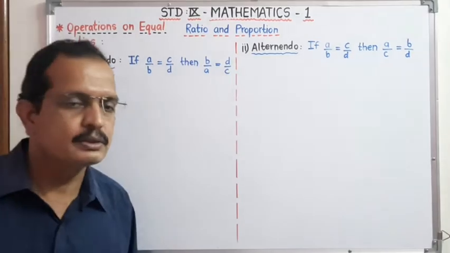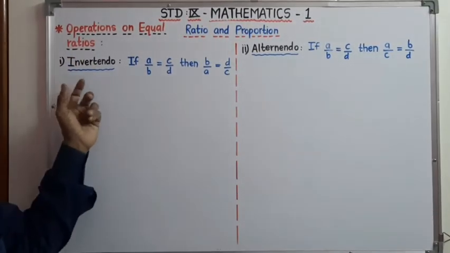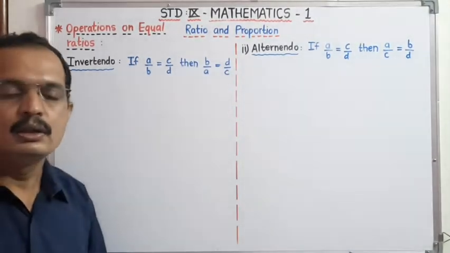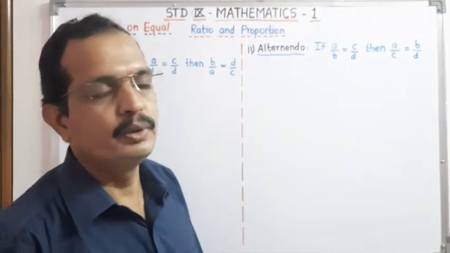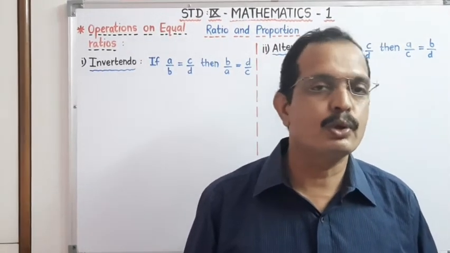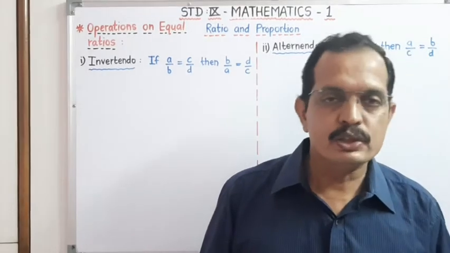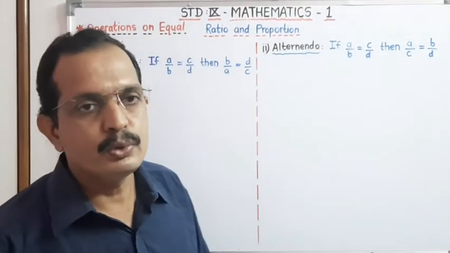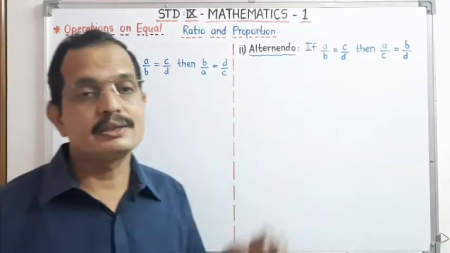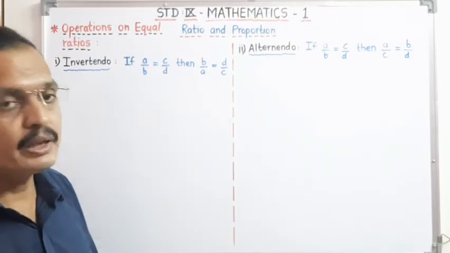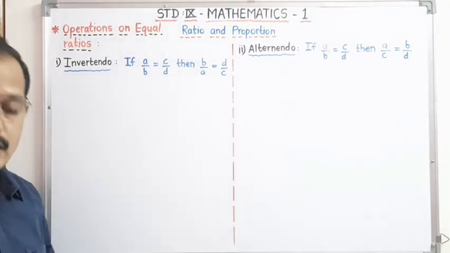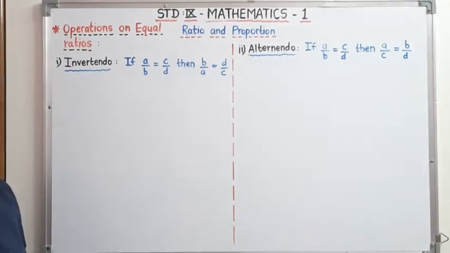First property is Invertendo. Second one is Alternendo. Third one is Componendo. Then Dividendo, and the last one is Componendo-dividendo. Dear students, we have to use these properties to solve the sums related to ratio and proportion. But how these operations on equal ratios are proved, that we have to see first.